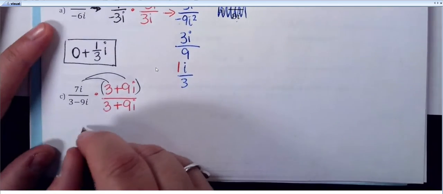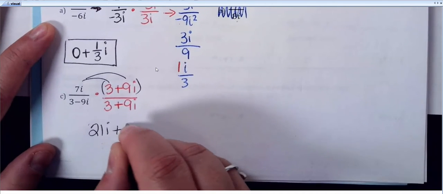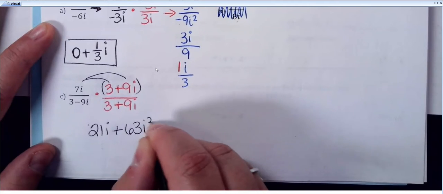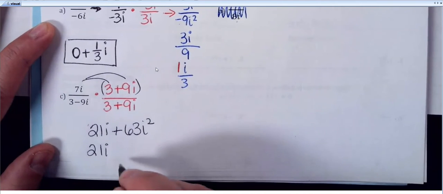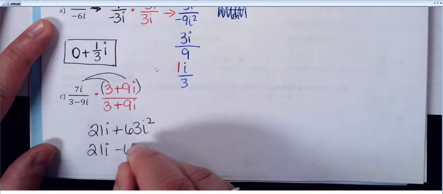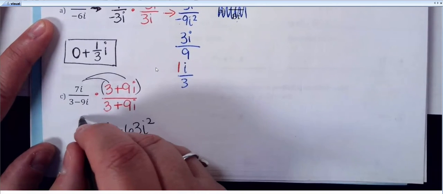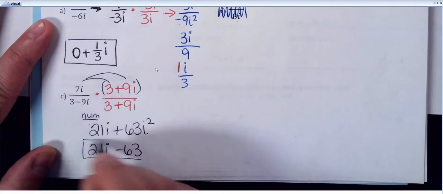So we would just have 7i times 3, 21i, 7i times 9i would be 63i squared, which, what would 63i squared really be equal to? Negative 63. Okay, now, I'm going to write NUM to abbreviate numerator. So that's just the numerator.